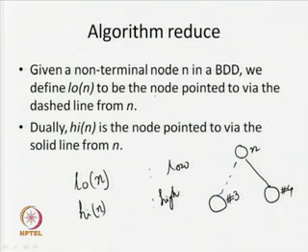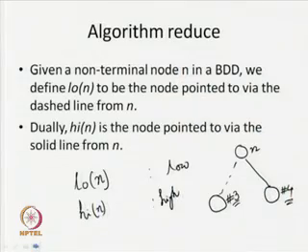So low of n is going to return this label 3, because low is the node pointed to via the dashed line. Similarly, high will return the value 4, because it is pointing to the node whose label is 4. So basically low (LO) and high (HI) are two functions which give me the node pointed to by the dashed line and the node pointed to by the solid line respectively. With the help of these functions we are going to construct the reduce algorithm.